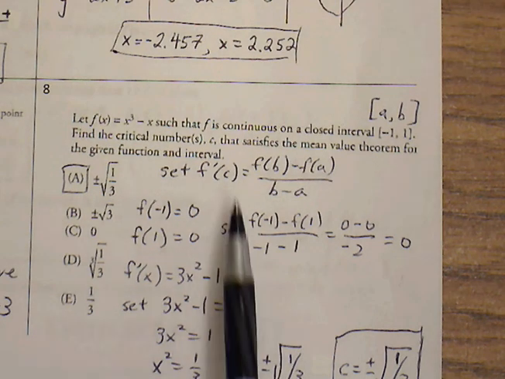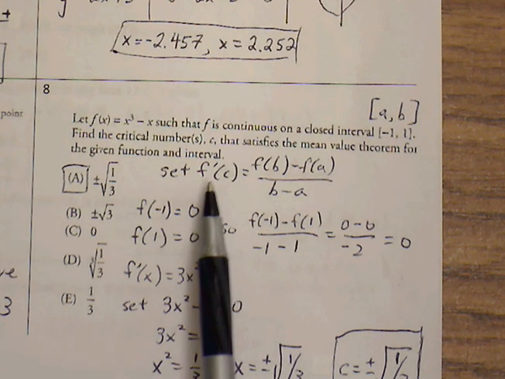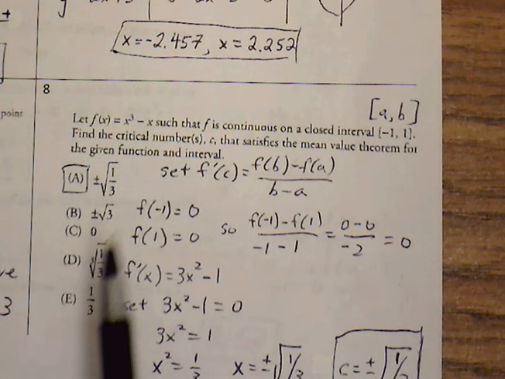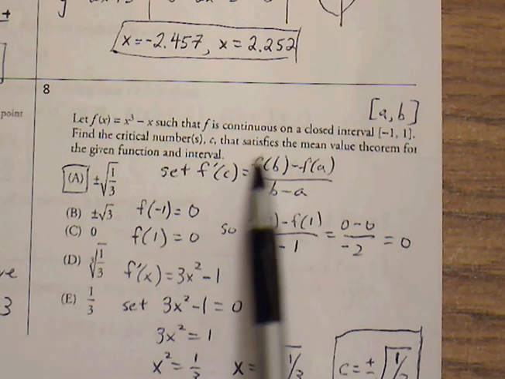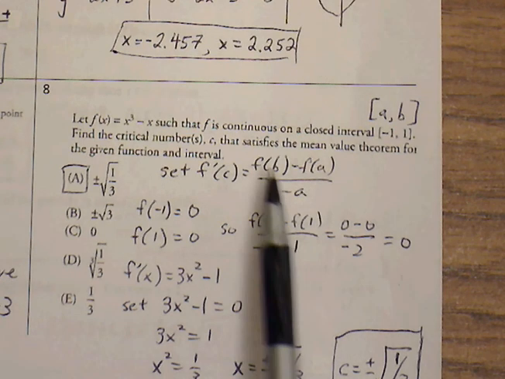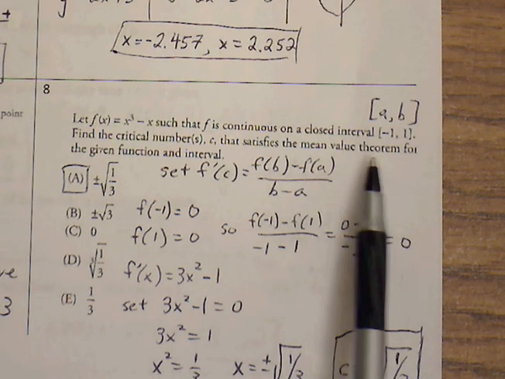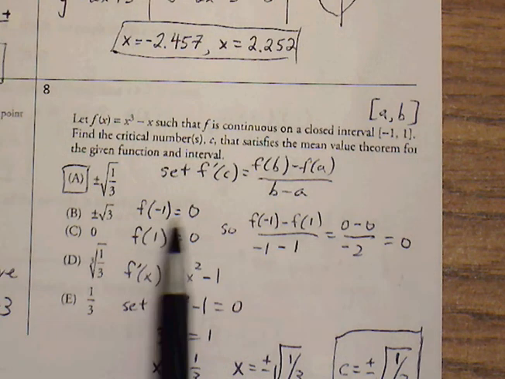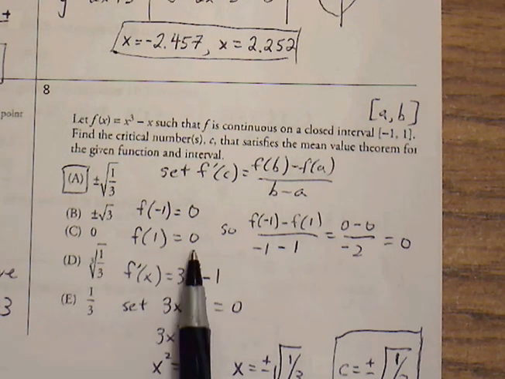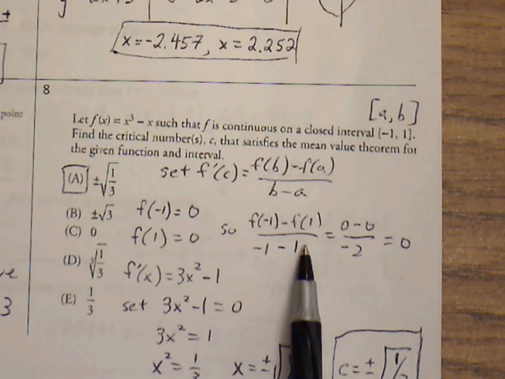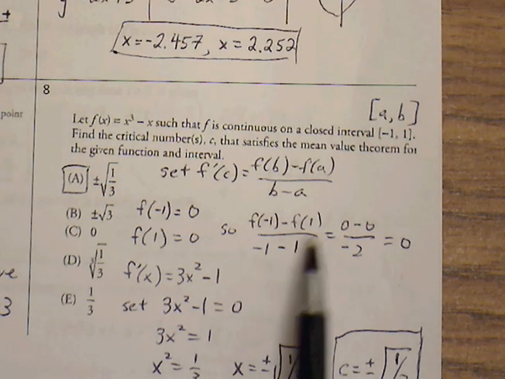So to find f prime of c, we need to find the derivative. So that'll give us 3x squared minus 1. And we also need to find the ordered pairs so we can actually find the average slope. So we plug negative 1 into the original function, and that'll get us 0. If I plug 1 into the original function, I'm also going to get 0. So my average rate of change is just change in y over change in x. So 0 over negative 2, which is 0.